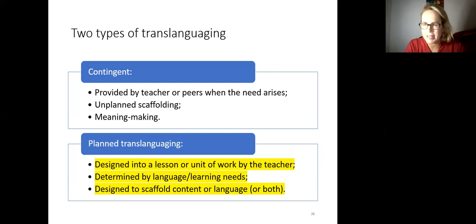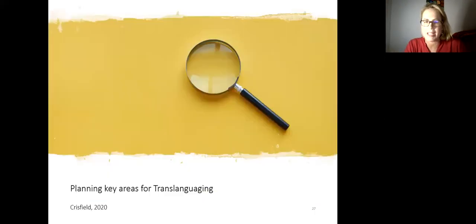But what we're talking about here is planned translanguaging, where the teacher actually designs the use of multiple languages into a lesson plan or into a unit of work. And that really comes about as a result of knowing where your students are in terms of their level of language learning, knowing how much of the target language they can access, and knowing how much they need their first language to be able to access the target language. So the purpose is really to support their learning, to design in opportunities to use their first language.